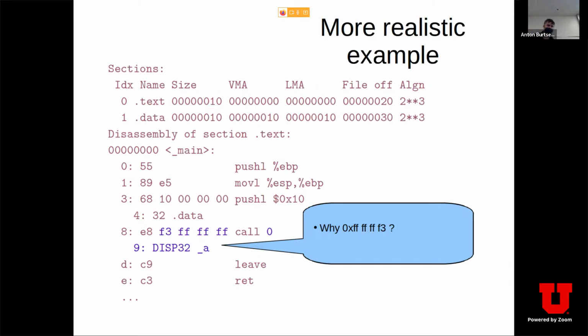There is a certain logic to this. So what is this number? FF, FF, FF, F3. You can tell me. No, do we know what this number is? Can we convert it to binary? What is that?